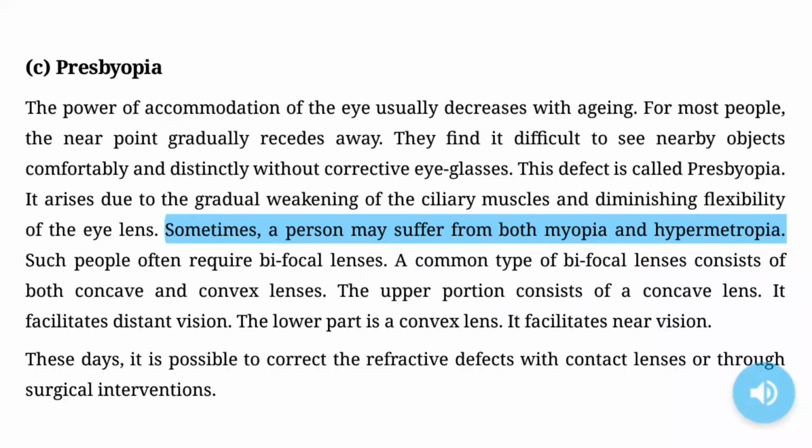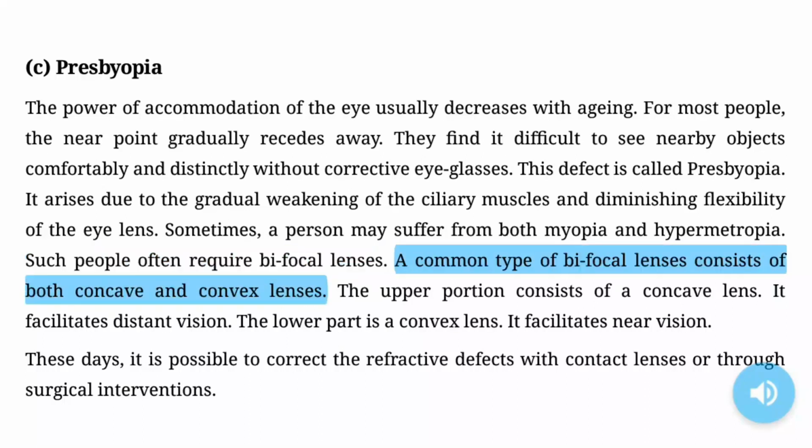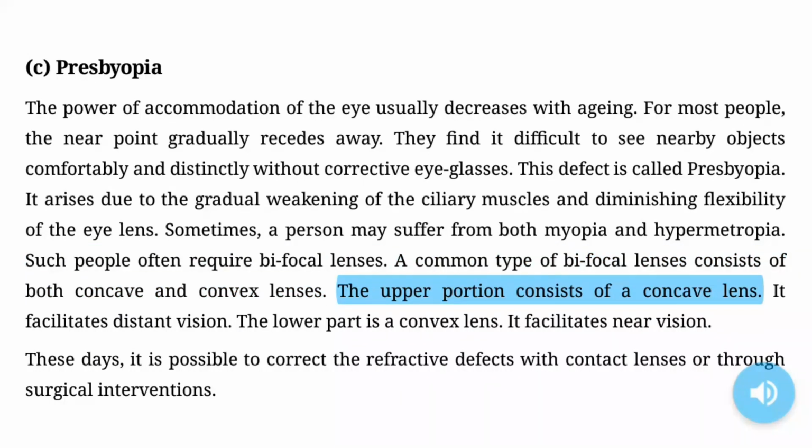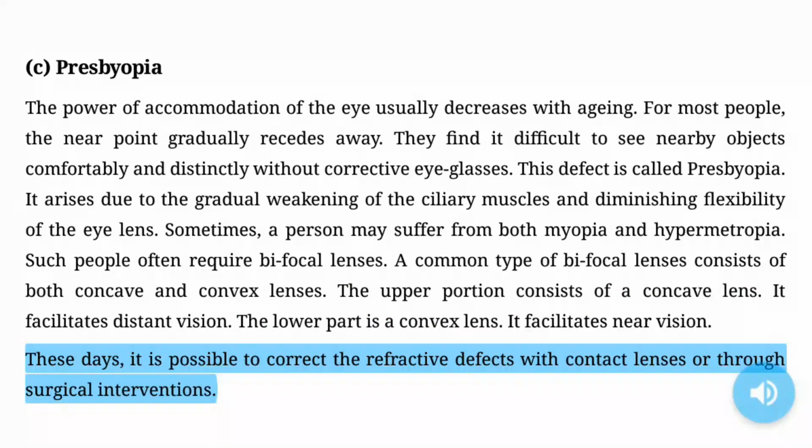Sometimes, a person may suffer from both myopia and hypermetropia. Such people often require bifocal lenses. A common type of bifocal lenses consists of both concave and convex lenses. The upper portion consists of a concave lens. It facilitates distant vision. The lower part is a convex lens. It facilitates near vision. These days, it is possible to correct the refractive defects with contact lenses or through surgical interventions.